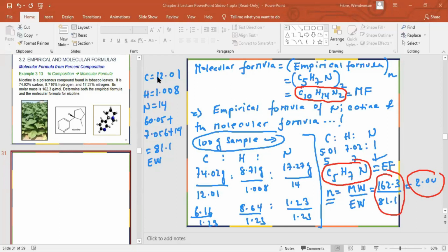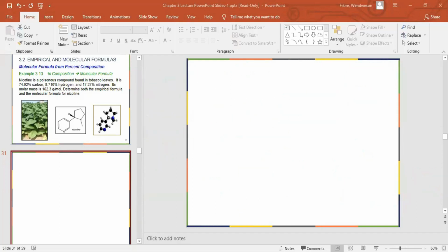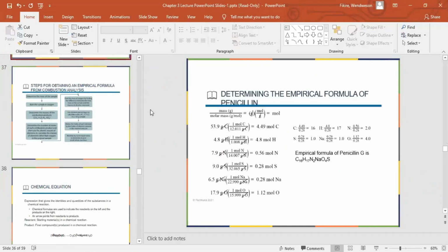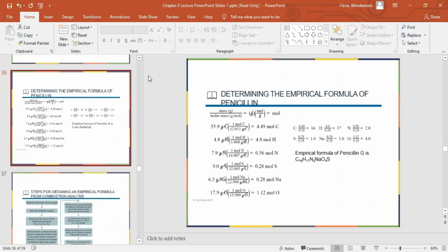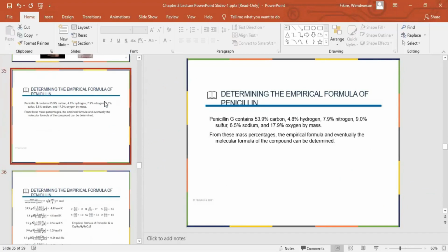Based on this, I'm going to let you do a practical problem. Let me do one more practical problem here. Here is another example. Penicillin contains 53.9% carbon, 4.8% hydrogen, 7.9% nitrogen, 9.0% sulfur, 6.5% sodium, and 17.9% oxygen.